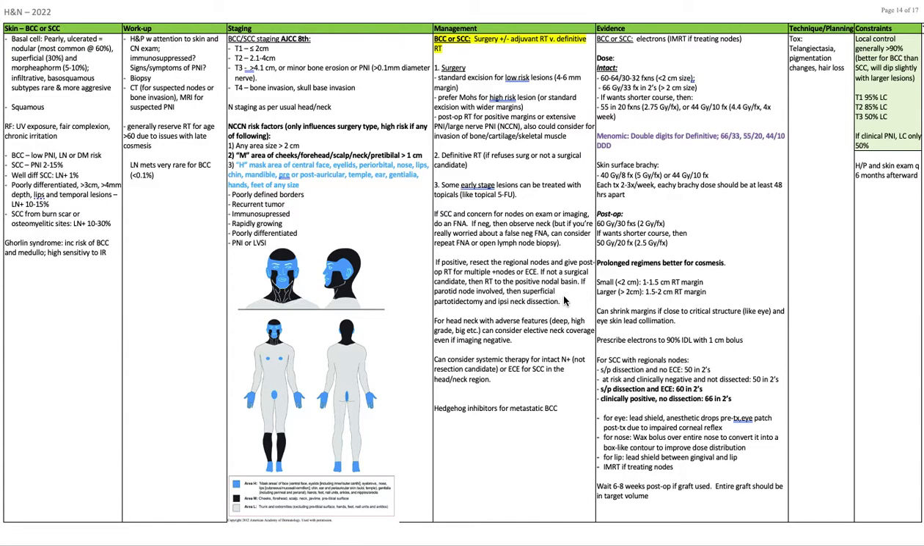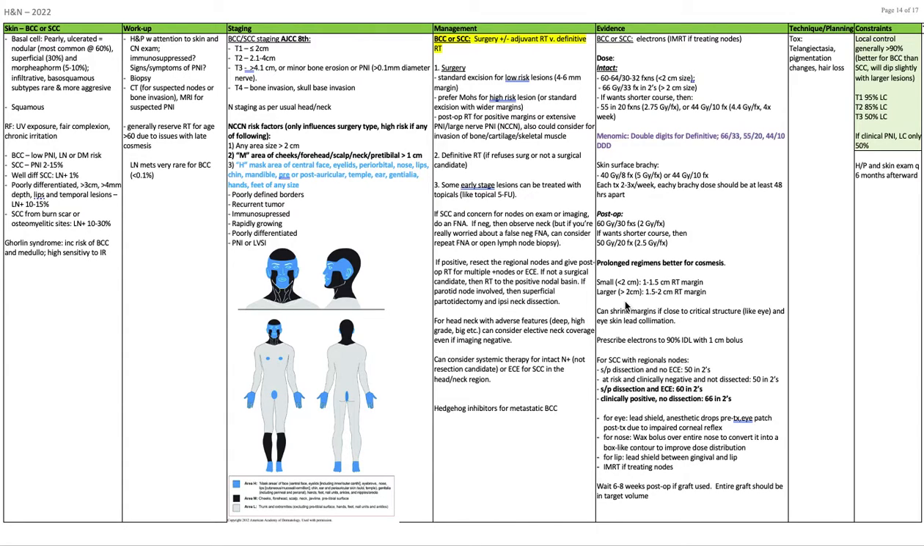If a parotid node is involved, then you do a superficial parotidectomy and an ipsilateral neck dissection. For head and neck cancers with adverse features like deep invasion, high grade, large size, etc., you can consider elective nodal coverage even if the imaging is negative. Consider systemic therapy for intact node positive that aren't resection candidates, or extracapsular extension for squamous cell in the head and neck region.